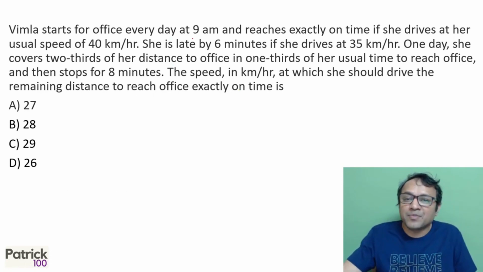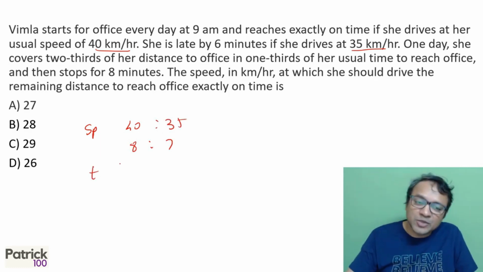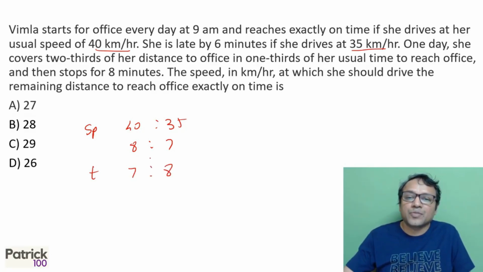Bimla starts at 9 a.m., reaches the office on time if she drives at 40 kilometers per hour, and late by 6 minutes if she drives at 35 kilometers per hour. So the ratio of speeds is 40 is to 35, which is 8 is to 7. Time will be inversely proportional to speed. More the speed, less the time. So time is 7 is to 8. And we know the difference in the time is 6 minutes.